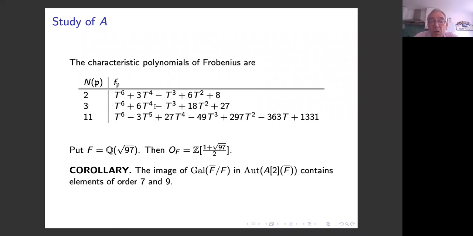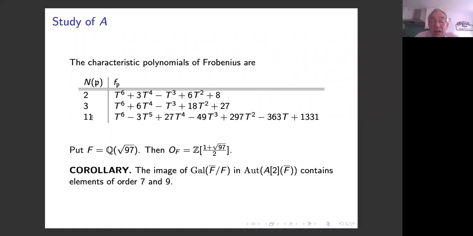If I look at this polynomial modulo 2, then you see that I get t^6 + t^3 + 1, which we recognize as the ninth cyclotomic polynomial. That means that the Frobenius elements of the two primes that lie over 3 have order 9 in the Galois group, because the characteristic polynomial is the 9th cyclotomic polynomial. Similarly, if I look at this polynomial, you see all the coefficients are odd, and this is the 7th cyclotomic polynomial.